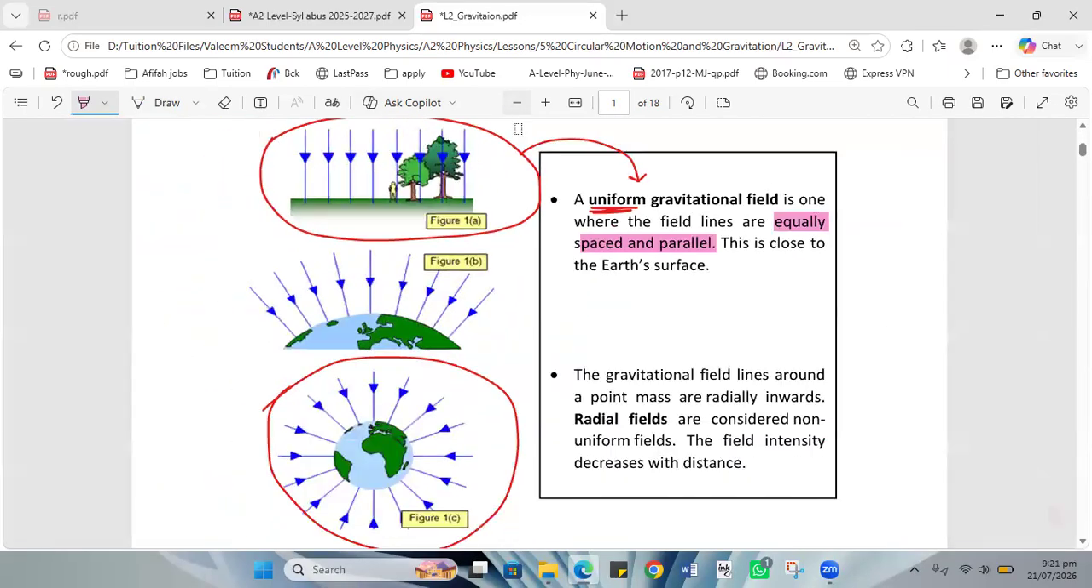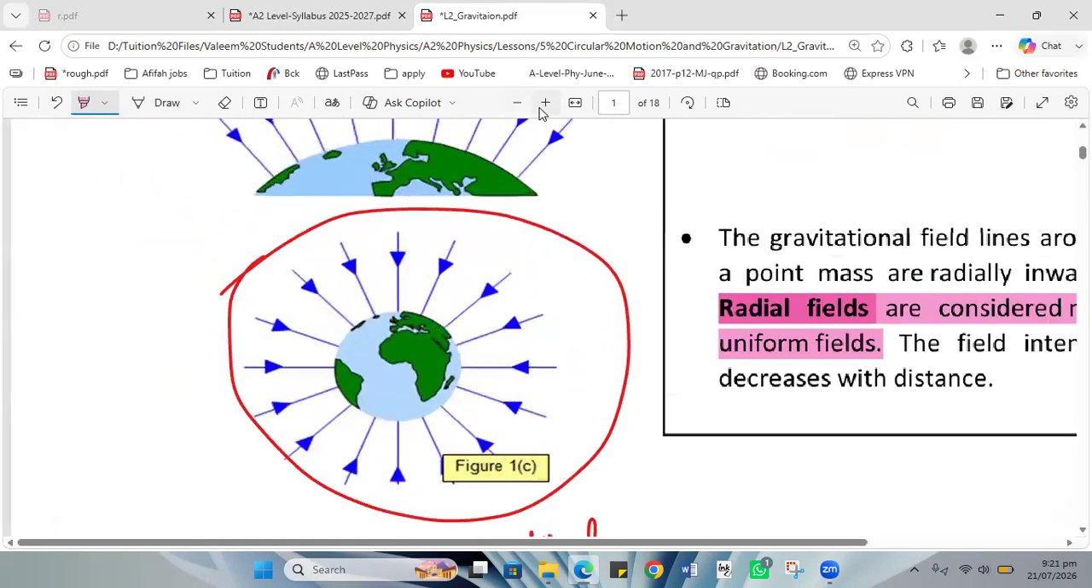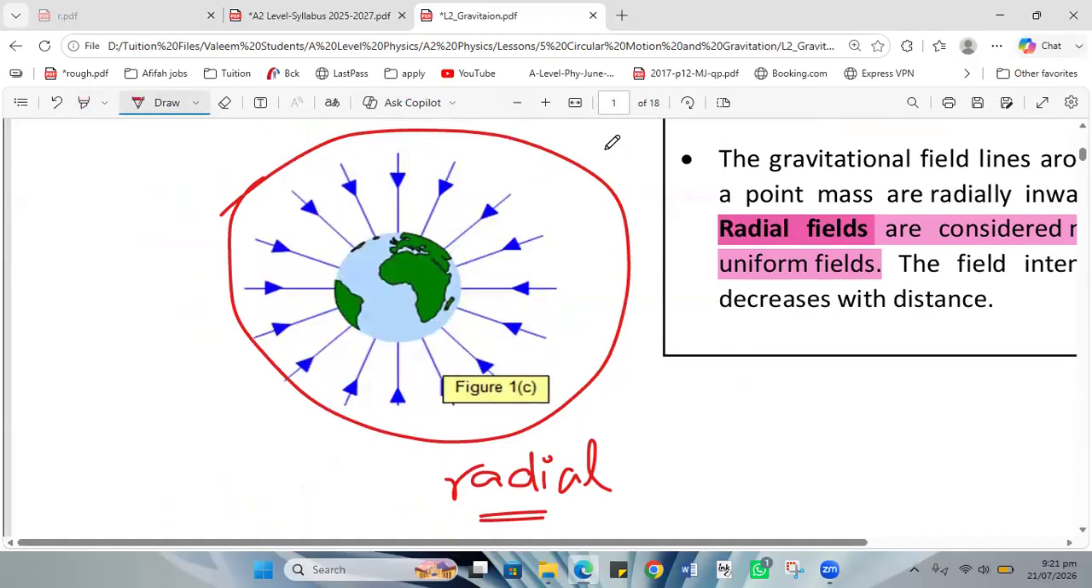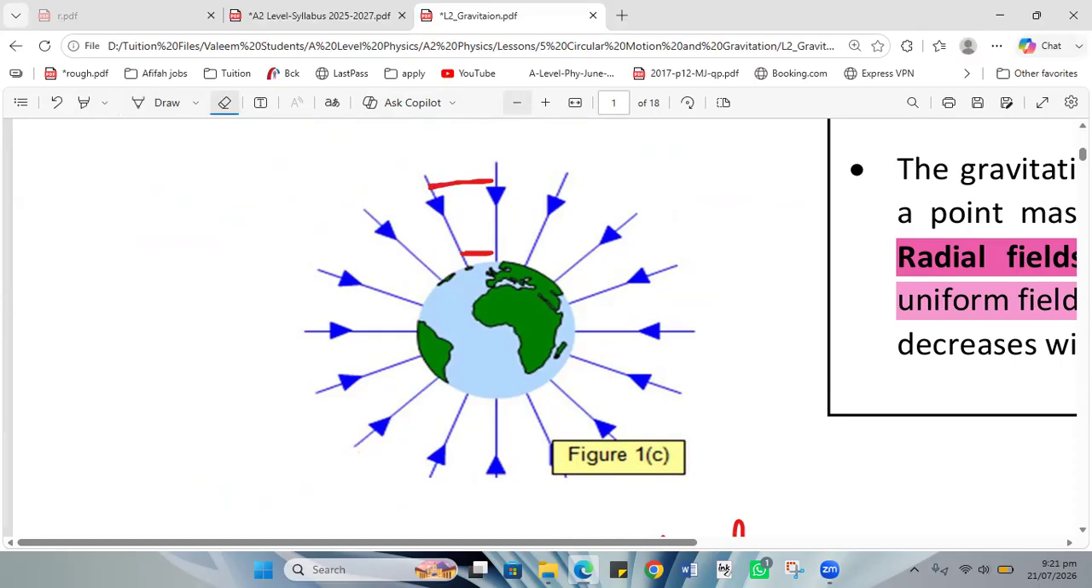And as you move further and further away from the Earth, the field lines start to become radial. And radial field lines are non-uniform because the spacing between them is not equal. For example, the space over here is like this. And then as you move above, the space between these two lines is increasing. As you move away from the point mass, the field strength is decreasing.